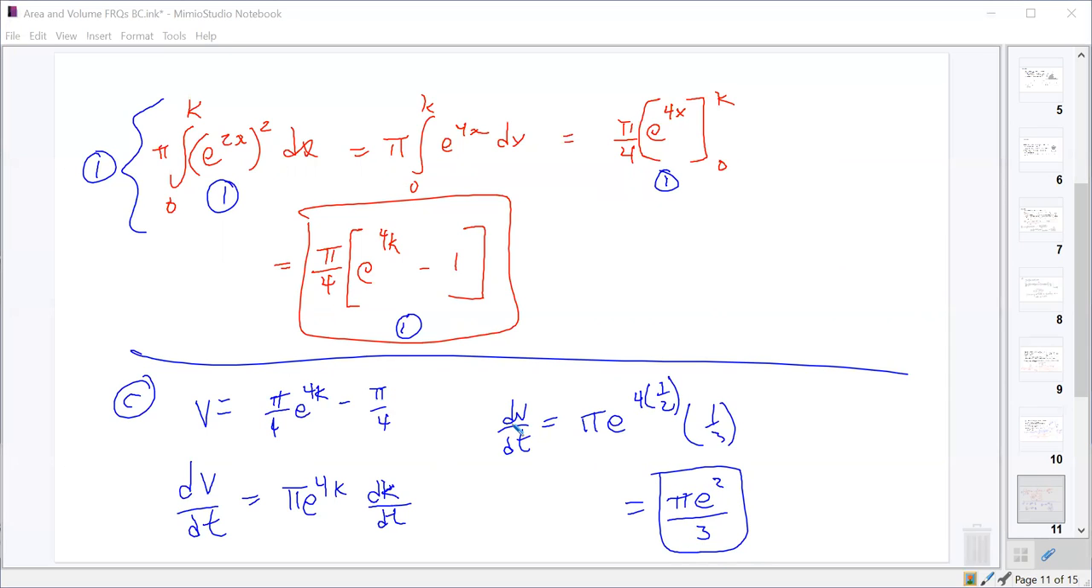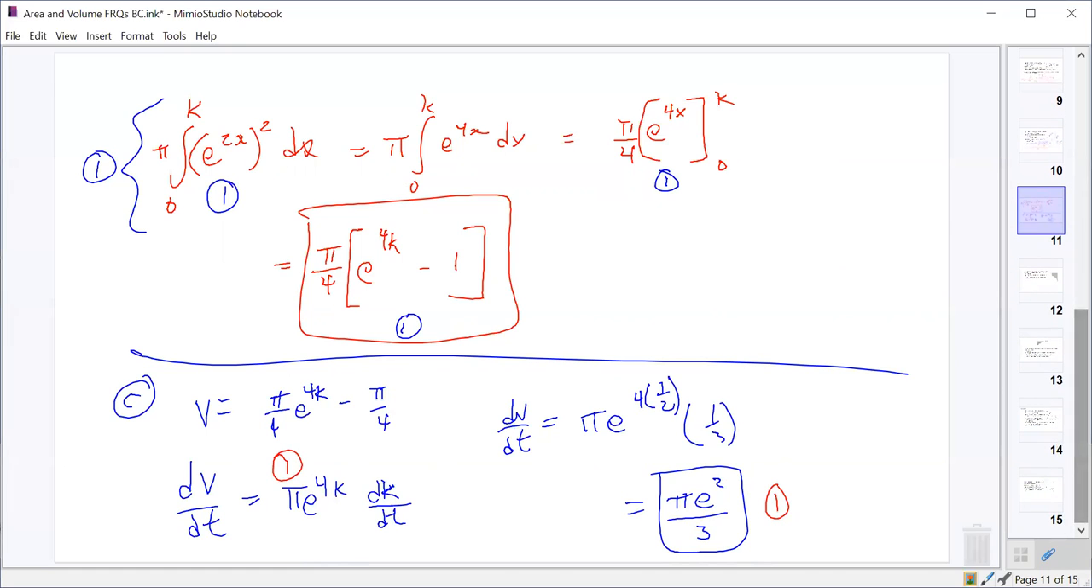And that one was only worth 2 points. 1 if you did the implicit differentiation, taking the derivative with respect to t correctly, and 1 for getting pi e squared over 3. Somebody said something here in the chat. Good. Yes, that was from a couple minutes ago. All right, everybody all right with that part? Yes. Wonderful.